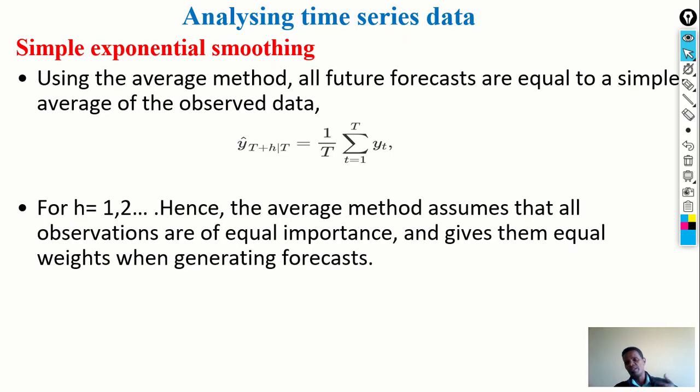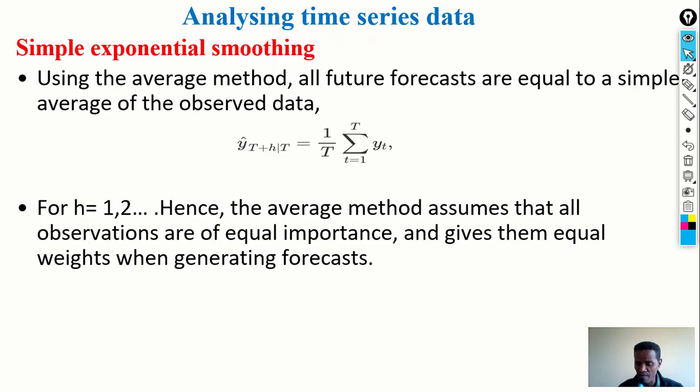Hence the average method assumes that all observations are of equal importance and gives them equal weight when generating forecasts. For forecasting the future value of the outcome variable, all observations will be given equal weight because they will be taken into account by averaging all observations. So that is the average method of this simple exponential smoothing.